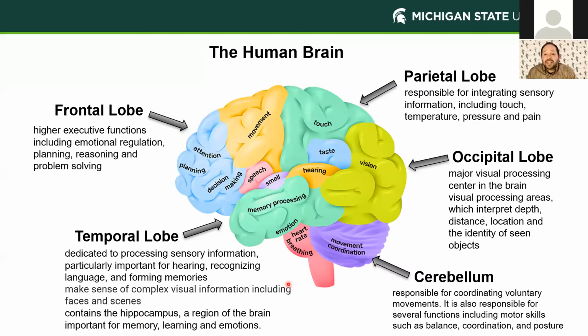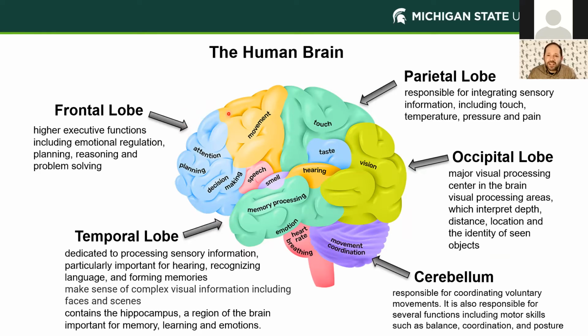So in general, as you can see, we can divide the brain into specific regions, and these regions are associated with a specific function. So there is a relationship between anatomy and function. The frontal lobe for attention and planning, touch, taste and smell in the parietal lobe, and then you have your vision center, movement coordination in the cerebellum, and then memory processing and emotion here in the temporal lobe.